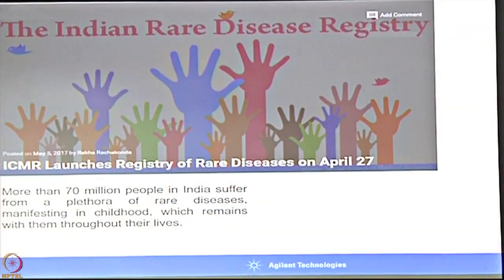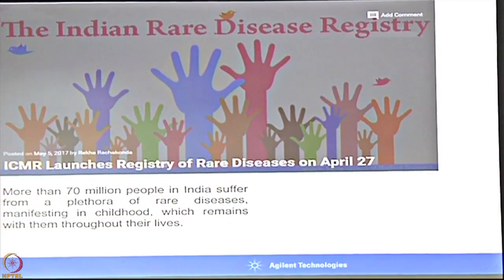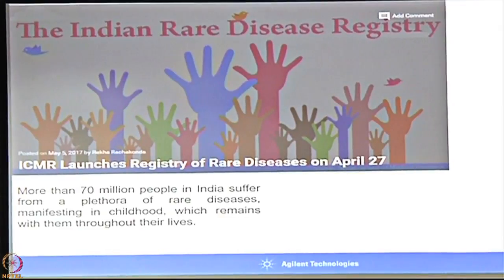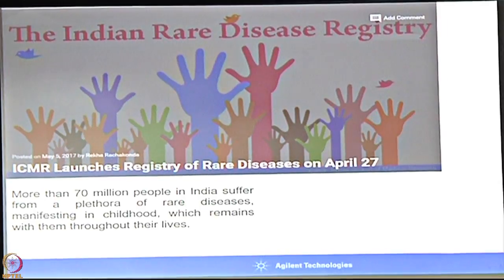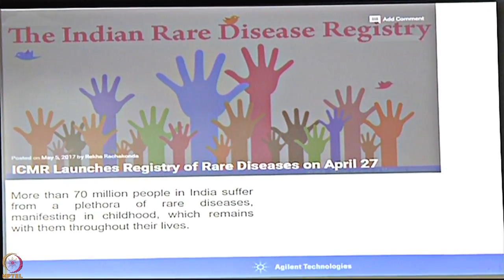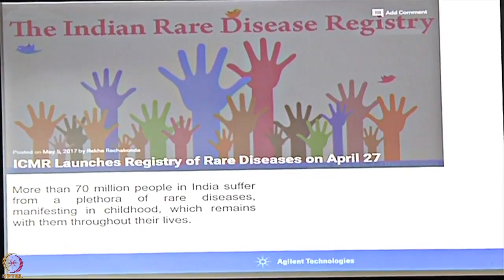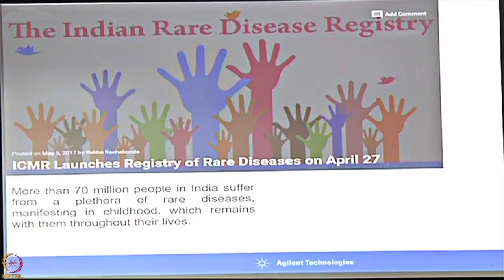So coming to the Indian scenario, ICMR, the Indian Council of Medical Research, launched this registry in 2017. They said that around 70 million people in India are also suffering from rare disease. It's quite a big number, and that's why they launched a project, the ICMR registry, where you can write a grant to them to work on the rare disease: what's the problem, how you can diagnose it, and what the treatment part is.